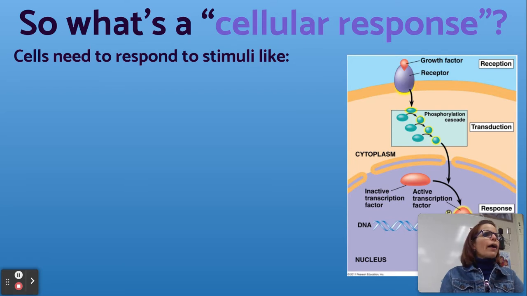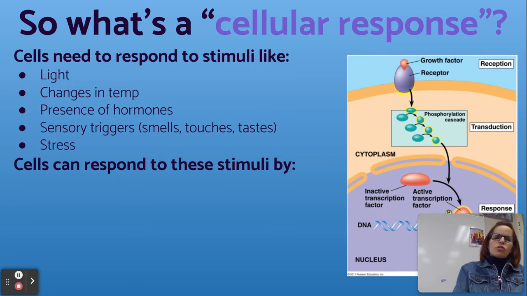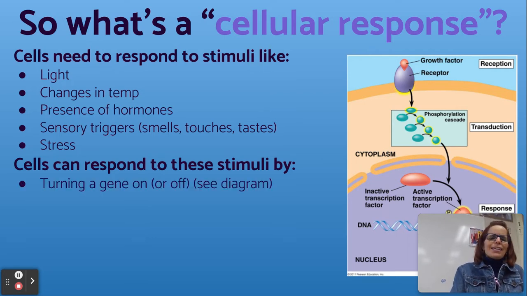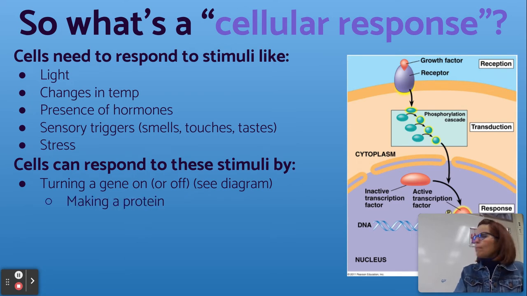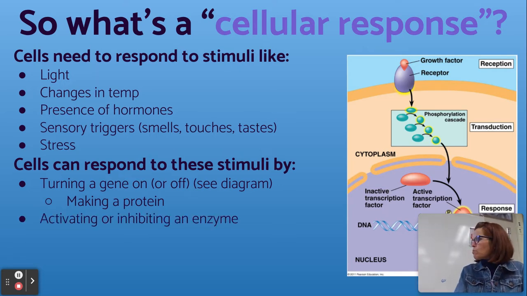Okay, and then what are examples of cell responses? What is it that we're even trying to do? We're sending a signal, it's moving through the cell. What's the purpose? So cells need to respond to light, to temperature, to hormones, to senses, to stress. How do they respond? You don't need to memorize these, but it might be nice to have a couple of them in your back pocket. So turning a gene on or off would be an example of a cell response. So making a protein or not making a protein anymore, that would be, if you turn a gene on, you'd make a protein. If you turn a gene off, you would stop the production of that protein.